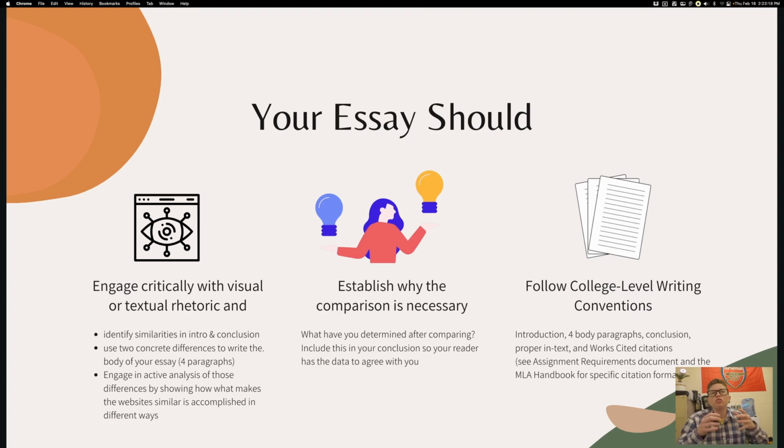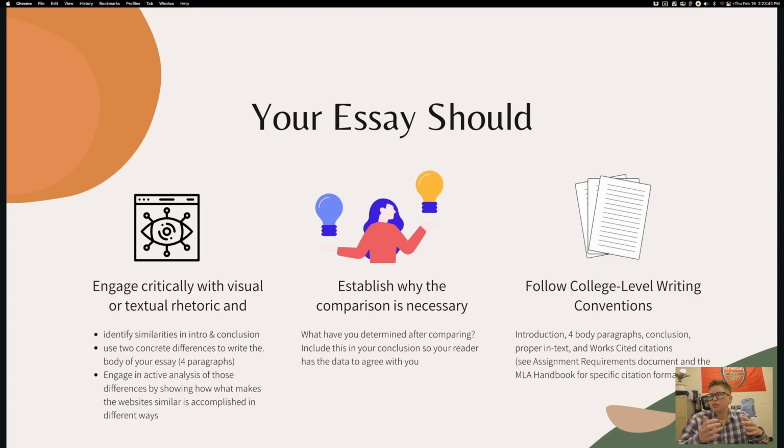You're also going to need proper in-text and works cited citations. You can look in the MLA handbook for those, all right? I know many of you, at least for the first draft of Essay 1, did not look at the MLA handbook. You have the tools. It was free. Use it, okay? Make sure you have no excuse. It is available to you on Blackboard.